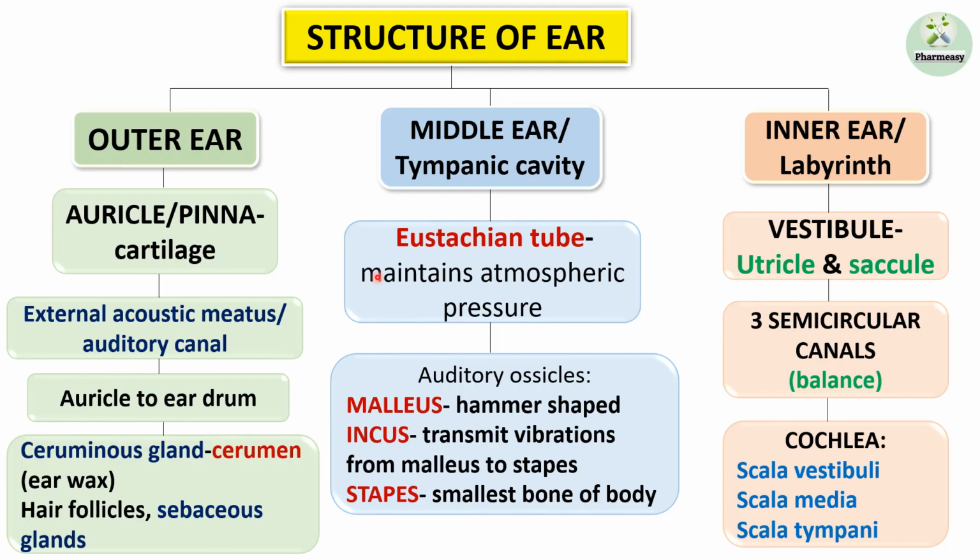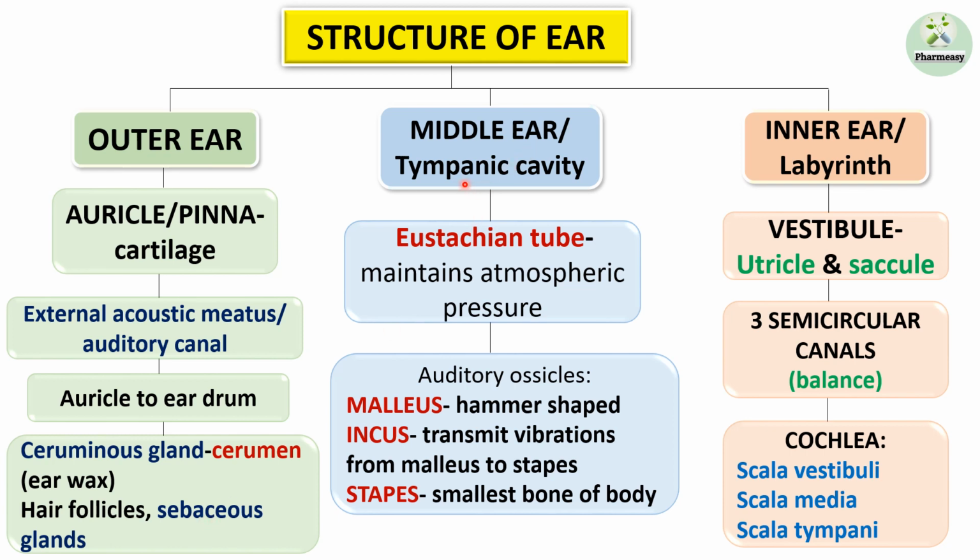Basically, the ear is divided into three parts, that is external ear, middle ear, and inner ear. Outer ear includes the auricle or pinna made up of cartilage and the S-shaped external acoustic meatus or auditory canal. Outer ear starts from the auricle and ends at the eardrum. In the outer ear, the ceruminous gland is present where cerumen is secreted. Cerumen is also known as earwax. Hair follicles and sebaceous glands are also present.